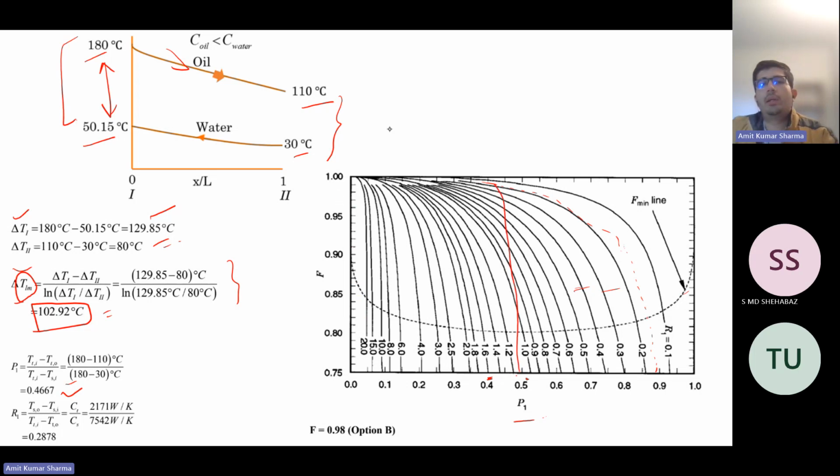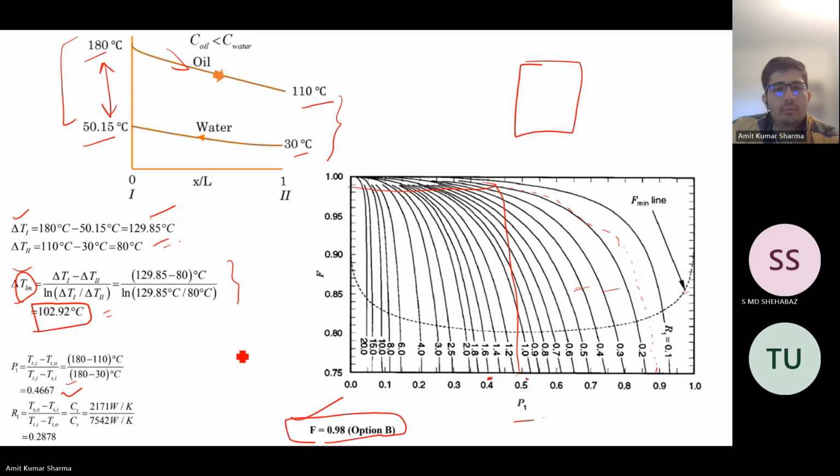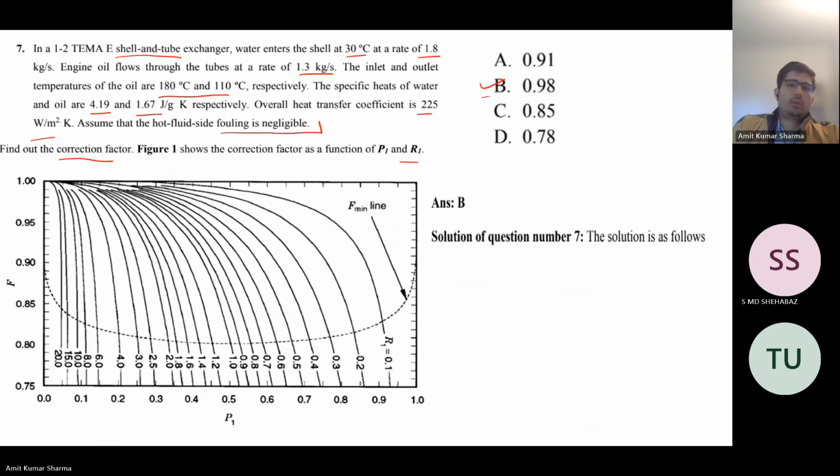So you will also get a table in which the exact values will be there. So from that table, because from the graph it is difficult to locate the point. So it will be around, you can see the 0.98 will come here. So approximately we know that it will be in this region, but for the exact value, you will also get a table. In that, the values with the P and R will be given. So based on that, we can find out the F will be 0.98. The correction factor is 0.98.